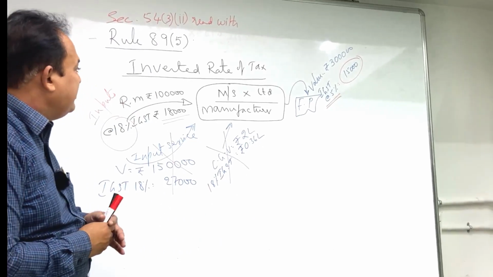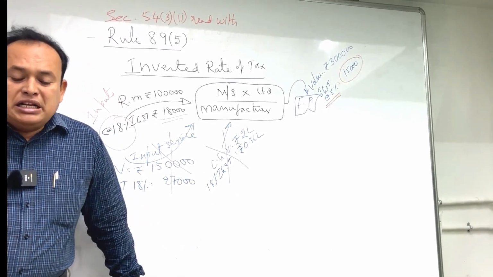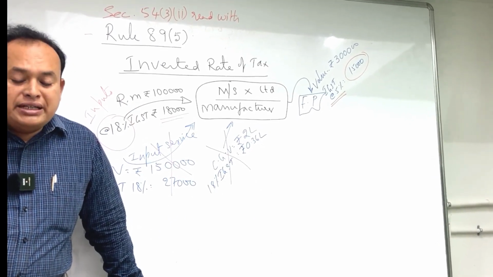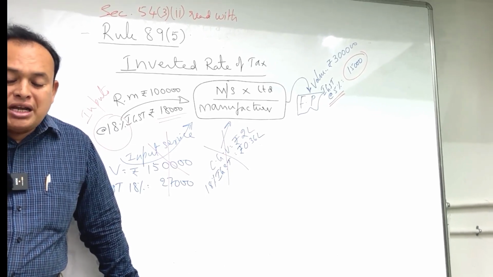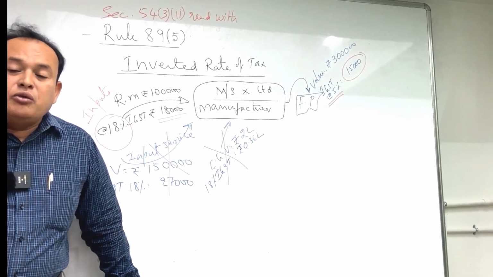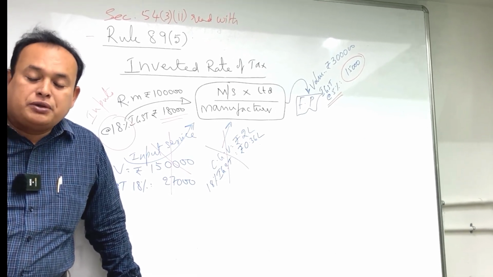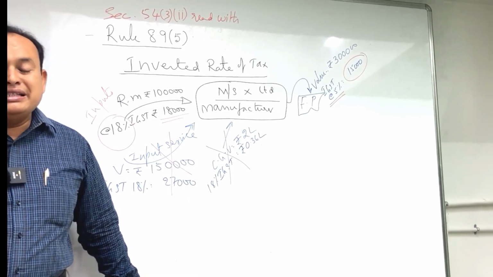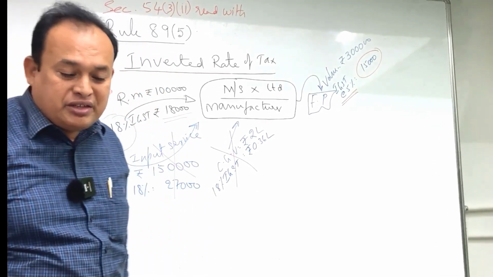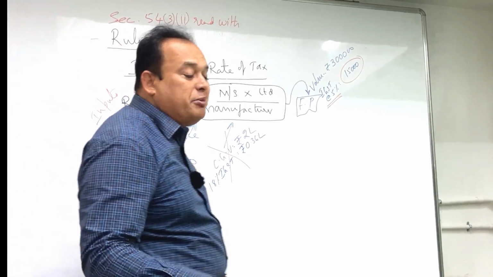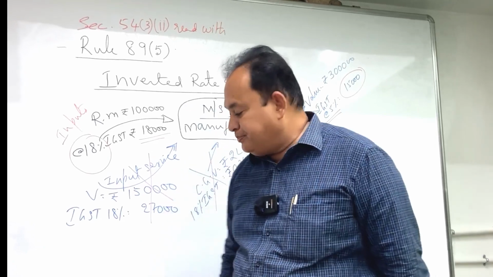What is the formula they have given here? They stated: net input tax credit multiplied by turnover of inverted rated supply of goods and services divided by total adjusted turnover, minus tax payable on such inverted rated supply of goods and services multiplied by net ITC divided by total input tax credit availed on inputs and input services. But in any circumstances, you should not consider capital goods credit in the denominator.